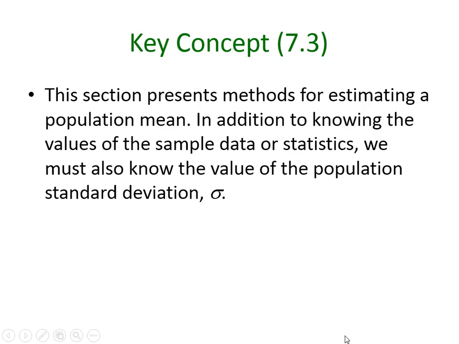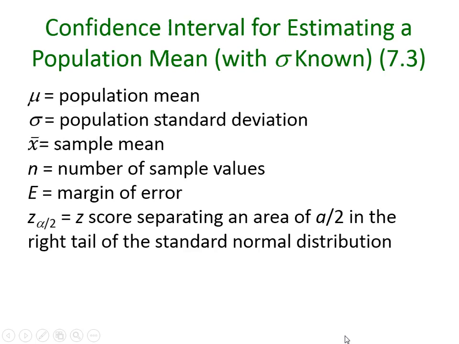So this section presents methods for estimating a population mean. In addition to knowing the values of the sample data or statistics, we must know the value of the population standard deviation sigma. So when you know the population standard deviation, that can narrow things down a lot more as far as what we can do.